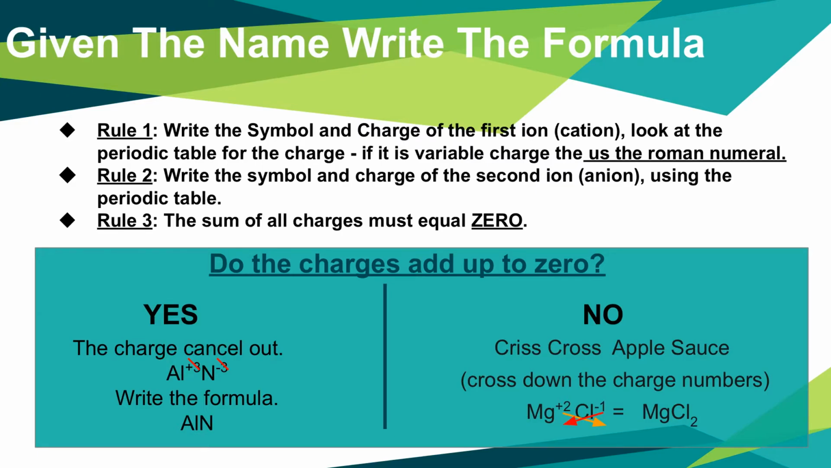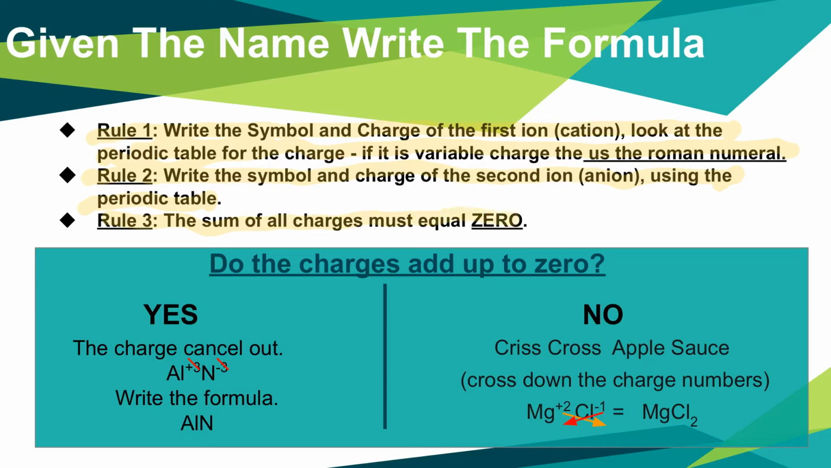So given the name written, write the formula. For rule number 1, write the symbol and charge of the first ion, the cation. Look at the periodic table for the charge. If it's variable, use the Roman numeral. Rule number 2, write the symbol and charge of the second ion, the anion, using the periodic table.